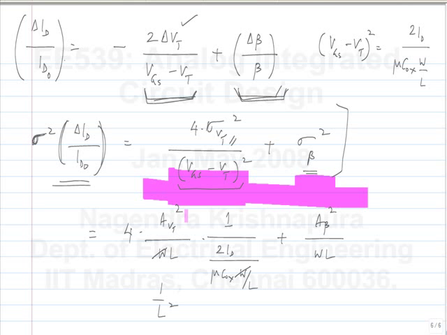So this also says something about, if you try to operate with a very small VGS minus VT, the mismatch can increase. Okay. So, but that statement has to be qualified. We have to actually say whether we are talking about a constant current or constant VGS minus VT, in which case this is true. Okay.